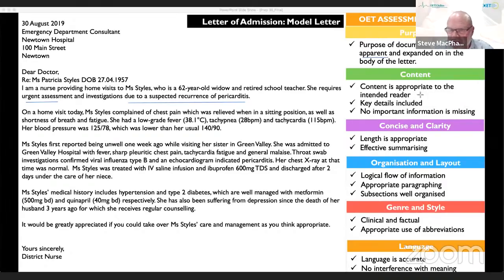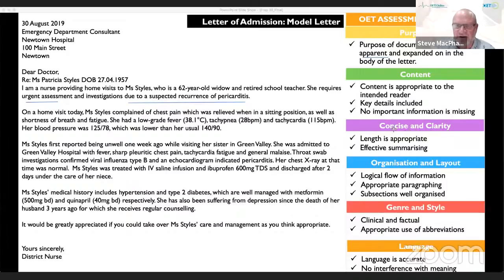Content. Is the content appropriate to the intended reader? Well, we're writing to a doctor here, everyone. Doctors, you can answer this. Does this information include what you need to do? We've got the situation mentioned, the assessment, all the medical details mentioned. So it seems to be relevant to the reader as a doctor. The doctor wants to know the vital signs. The doctor wants to know the medication and the history. No important information is missing. Well, I think it's all been included, everyone. So that's good for content.